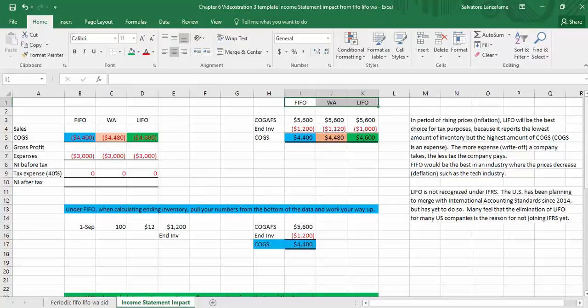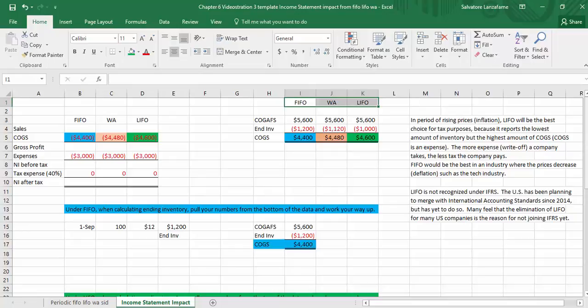And just a little international note, LIFO is not recognized under international accounting standards. In fact, under IFRS, which we were supposed to join in 2014, then was delayed to 2017, but it sounds like there's another delay occurring. One of the things that, in my opinion, is stopping the US from completely converting to this international way of doing accounting is that international accounting does not recognize LIFO.